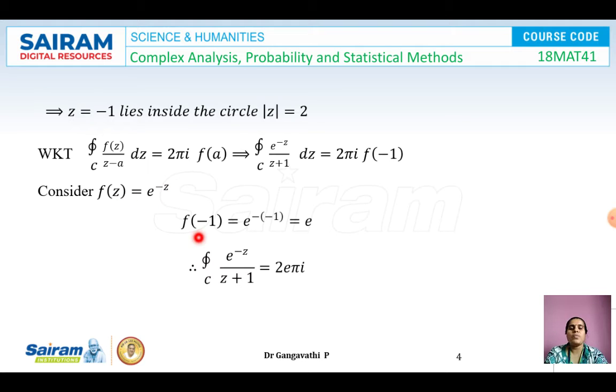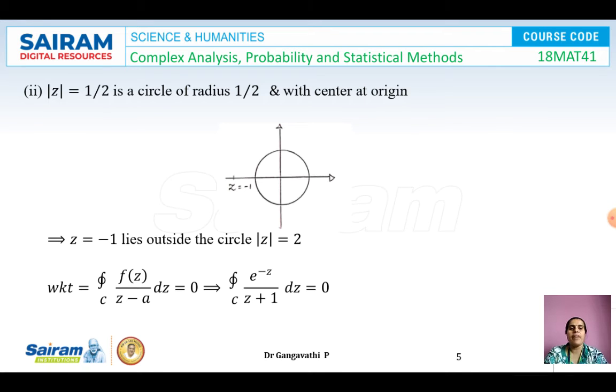So, f of minus 1 is equal to e power of minus 1. So, it is e to the power of plus 1. The value of f of minus 1 is e. That value of f of 1 is equal to f of minus 1, which is e, to be substituted here. Therefore, integral over c of e to the power of minus z by z plus 1 is going to be 2e into pi i. So, this is how we need to evaluate.